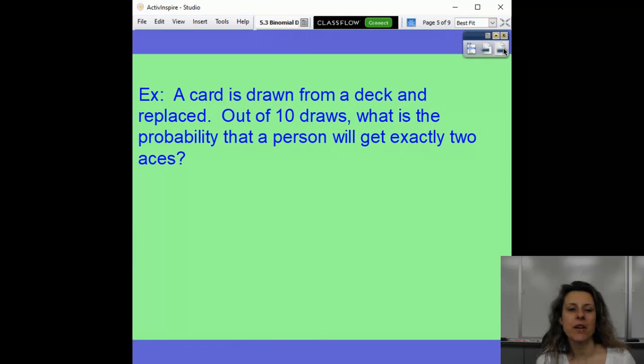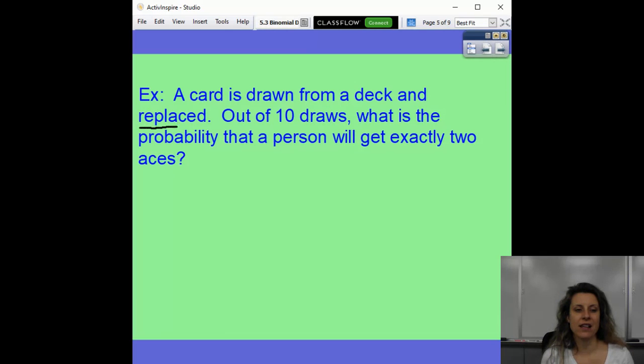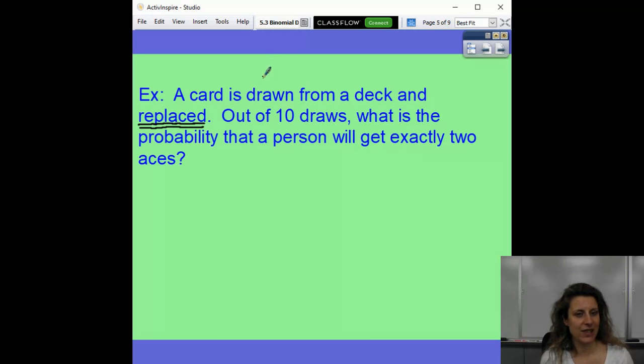Okay, some more examples of that. A card is drawn from a deck and replaced. That's important because remember, if we're not replacing the card, they would not be independent, and therefore we could not use binomial on it. So they have to be independent events, which if we're replacing cards, they would be independent. Out of 10 draws, what is the probability that a person will get exactly 2 aces?